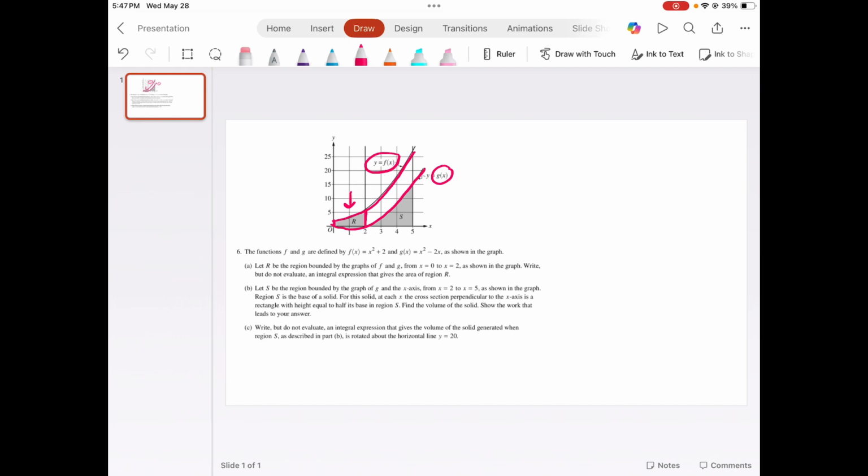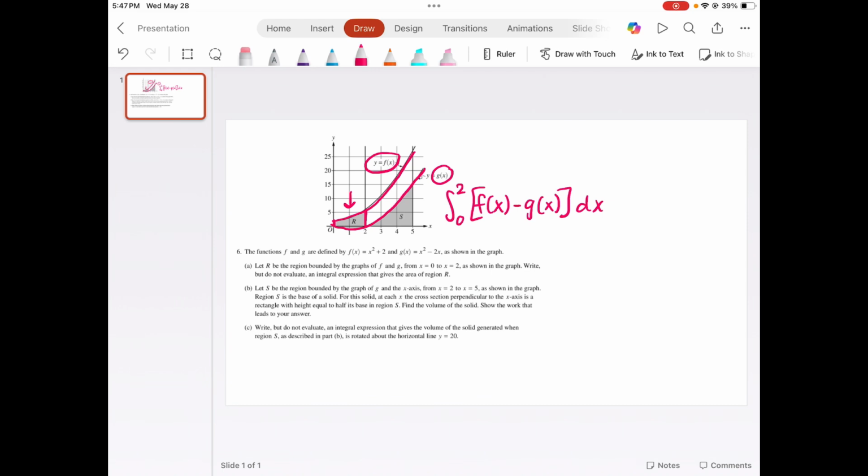So we're going to have the integral from 0 to 2 of f of x, which is on top, minus g of x, and then we have dx there as well. So that'll be the area between those two curves from 0 to 2. And that's all you had to do. You didn't actually have to do anything additional. You just had to set it up.